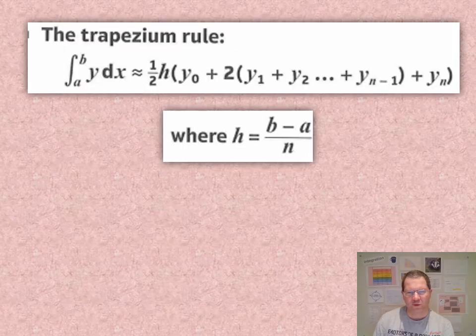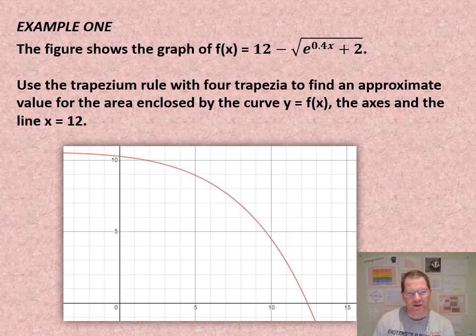So this is what the formula looks like for the trapezium rule in the formula booklet. The integral of a to b of y dx is roughly equal to half h, open brackets, y0 plus 2 (y1 plus y2, all the way up to yn-1) plus 1 yn, where h is b minus a over n, i.e. an nth of the gap between a and b. We're going to look at two examples.